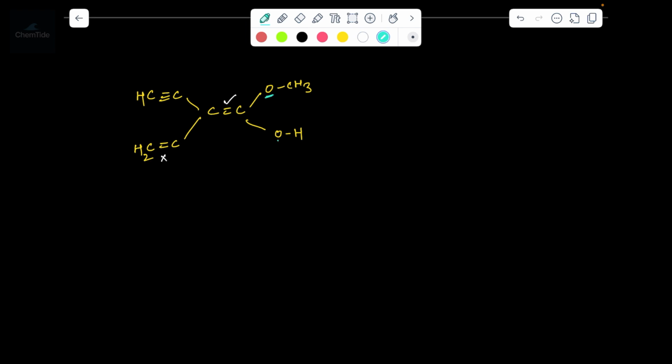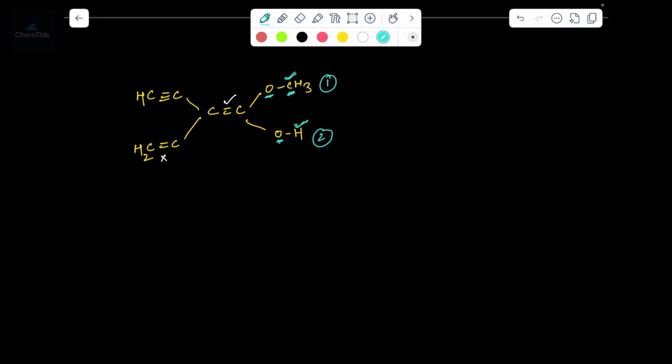So the CIP rule also suggests that you have to go 1 by 1. Here is oxygen, here is oxygen. You cannot count the total atomic numbers. You just need to go bond by bond, meaning 1 by 1. Oxygen, oxygen common. Now the next connection is carbon here, and the next connection is hydrogen here. Carbon has the higher atomic number, so this will have the higher priority over this.